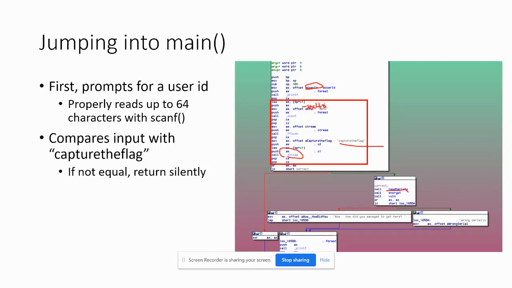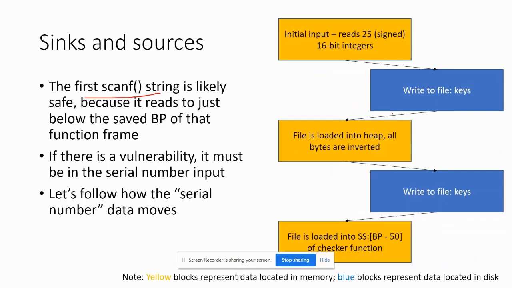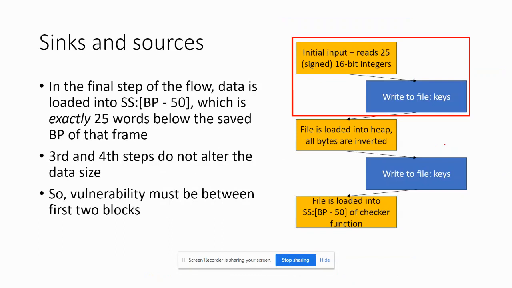So in other words, 64 bytes below the saved base pointer, which is fine, because as you can see here, it reads right up to that point, but it doesn't read past that point. So if there is a vulnerability, it must be in the bottom part here where we input the serial numbers, right? And here is where I've shown a little graph about how the data from the serial numbers gets passed around from memory and disk. You can see the left side represents memory, the right side represents writes to disk files. So let's take a little bit of a deeper look.